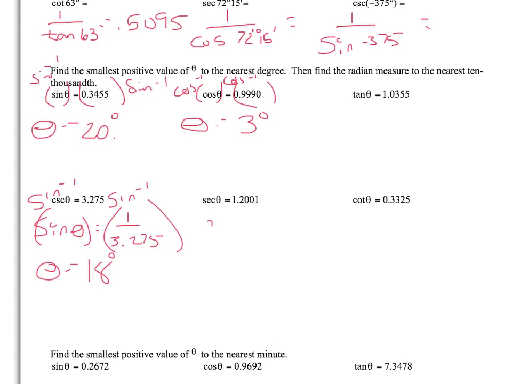Secant, the reciprocal of secant is cosine. The reciprocal of 1.201 is 1 over 1.201. You'll do inverse cos from there. For cotangent, the reciprocal of cotangent is tangent. And the reciprocal of 0.3325 is 1 over 0.3325. And you'll do your inverse tan from there.